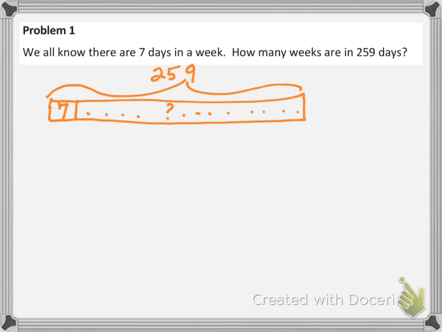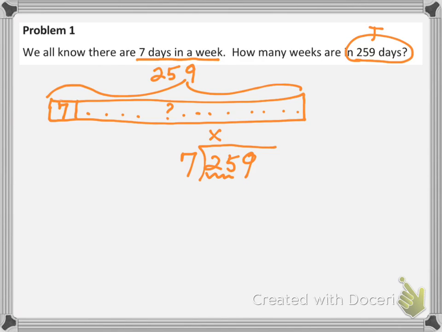And how we're going to do that is that we are going to divide, because we know that there are 7 days in a week, and we have a total here. So let's start division. So 259 is in our division house, and outside is the 7. 7 can't go into 2, so we're going to put an X. But 7 can go into 25, not evenly, but close to it. And it can go 3 times.